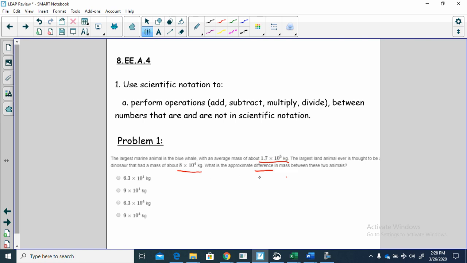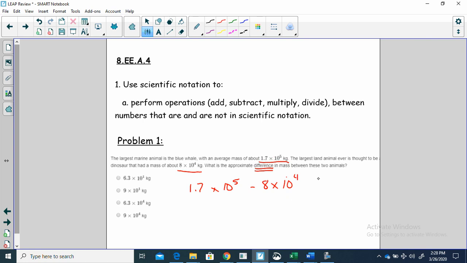First, we need to decide what we need to do. This term difference tells us exactly what we do. Difference means we subtract. We find the difference in two numbers. So we're going to subtract 1.7 times 10 to the 5th minus 8 times 10 to the 4th. When we subtract or when we add, we have to have scientific notation such that the exponents are the same. So I need to convert one of these.